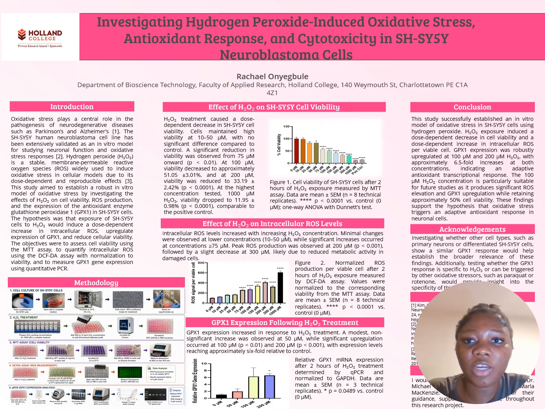For the qPCR analysis, cells were seeded in a 12-well plate and treated also for 2 hours with concentrations of 0, 25, 100, and 200 micromolar hydrogen peroxide. RNA was extracted using the RNeasy kit, and cDNA was synthesized using the iScript kit. Quantitative PCR was then performed using primers for GPX1 and the housekeeping gene GAPDH.